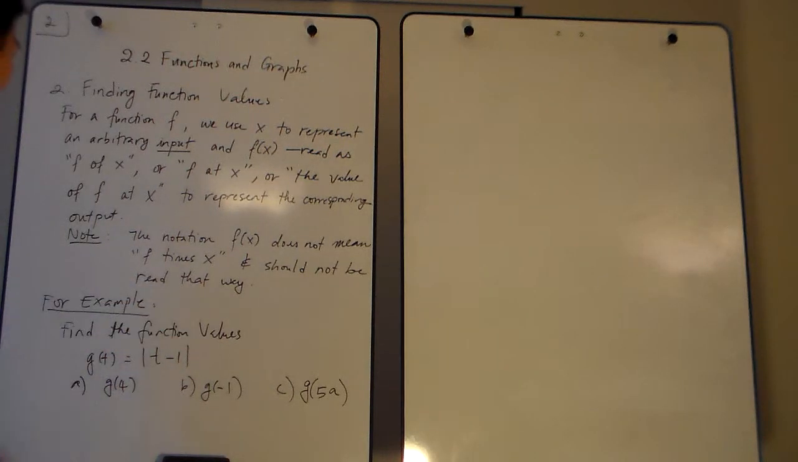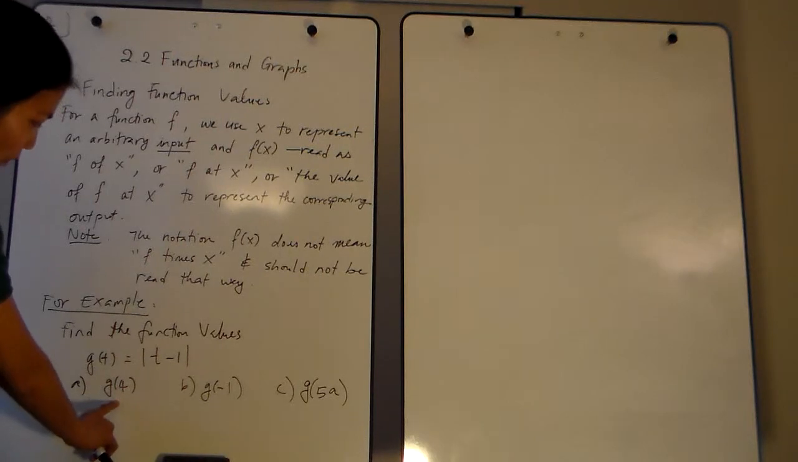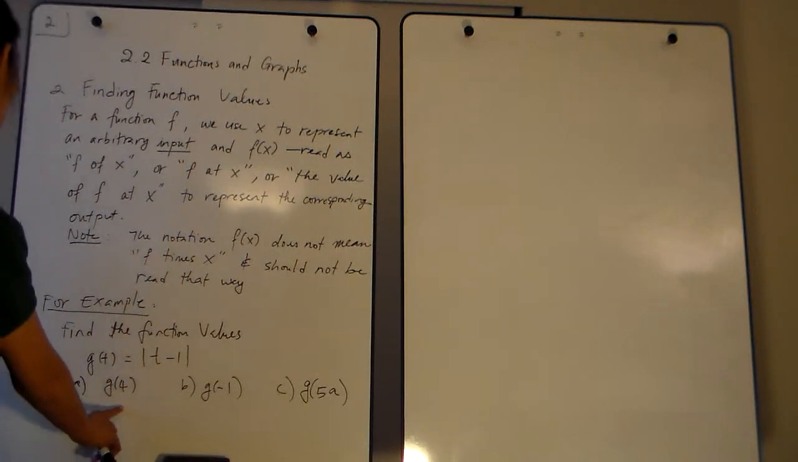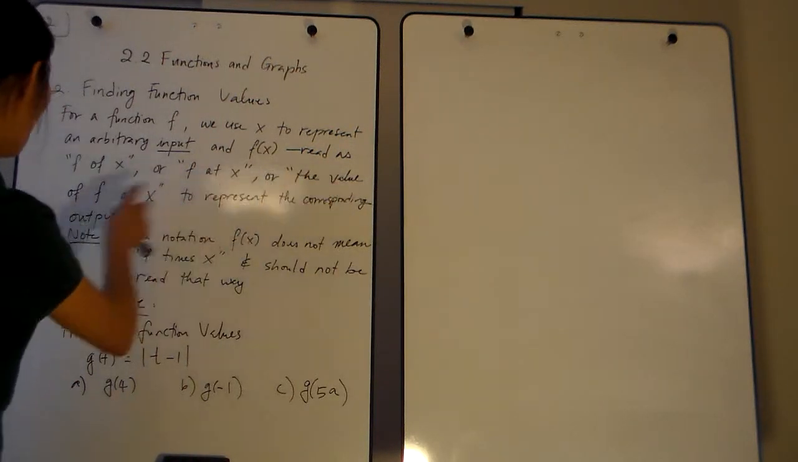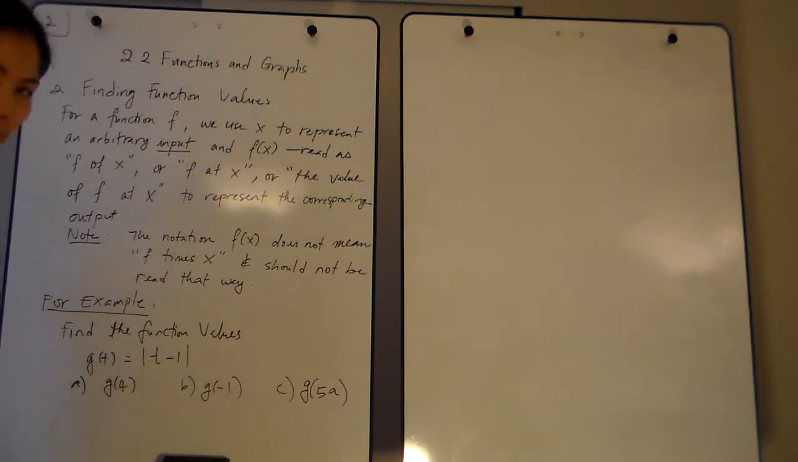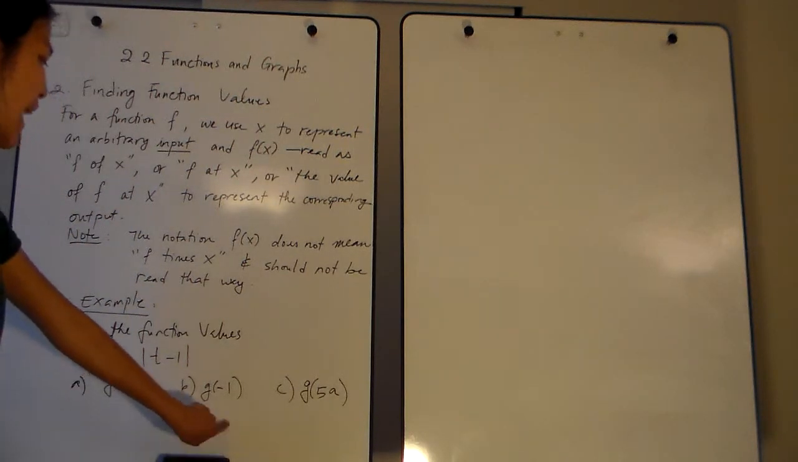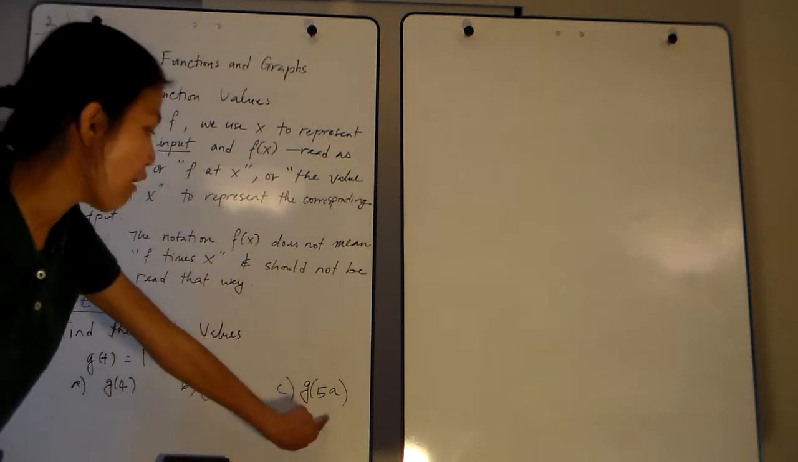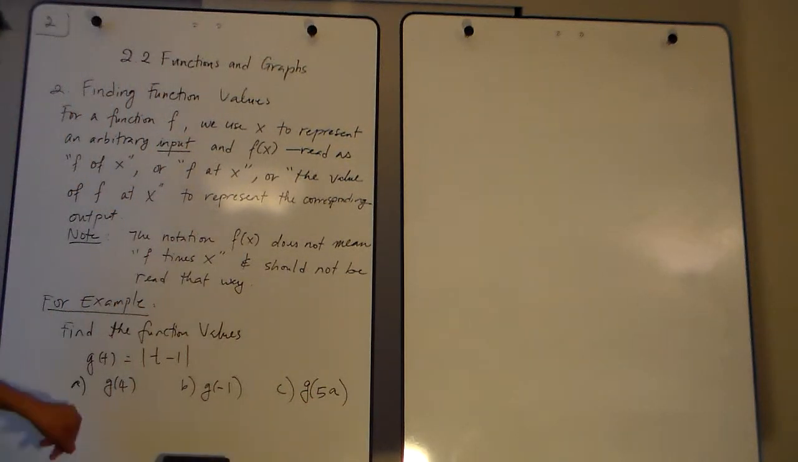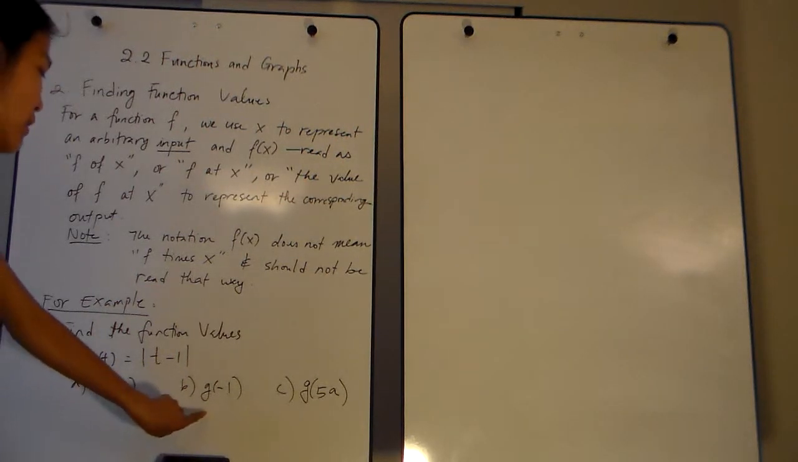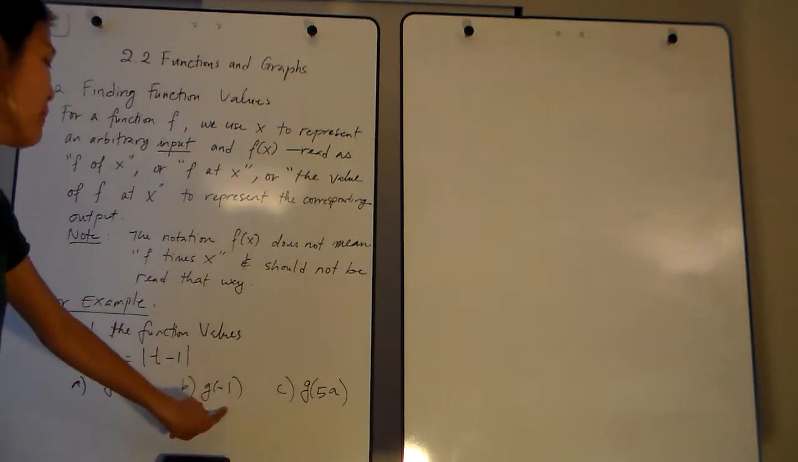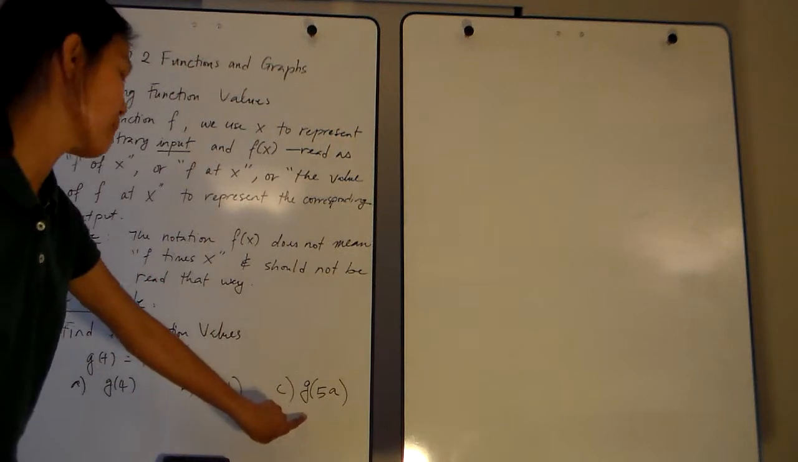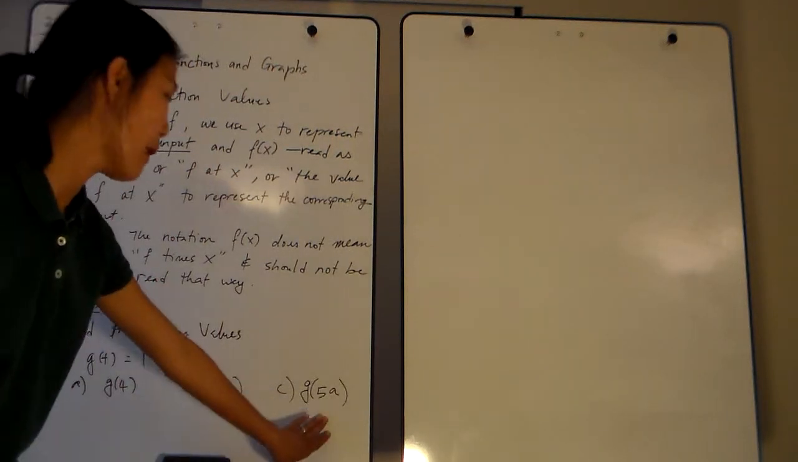So find the function value of g of t. So find g at 4, or g of 4, or find the value of g at 4. And same thing right here, find g at -1, find g at pi a. Or find the range at domain 4, find the range at domain -1, find the range g at the domain pi a.